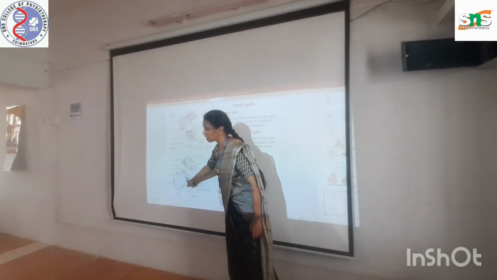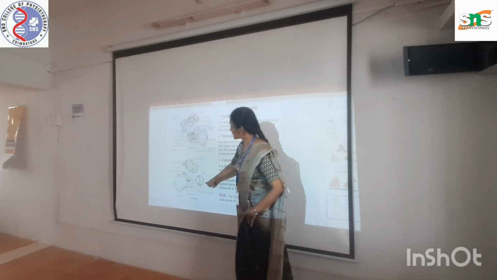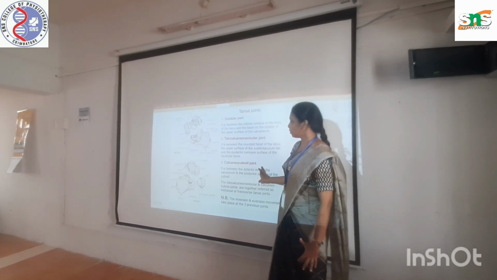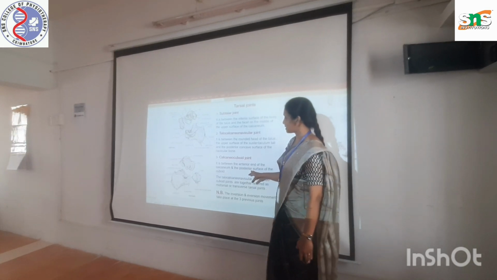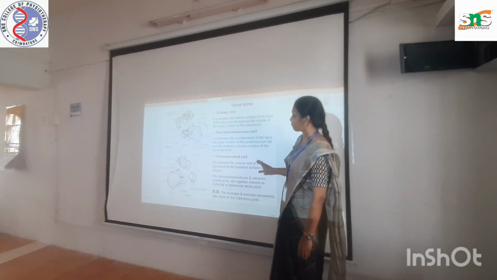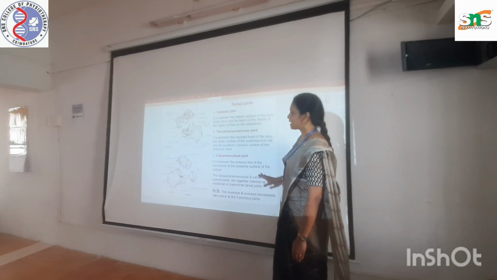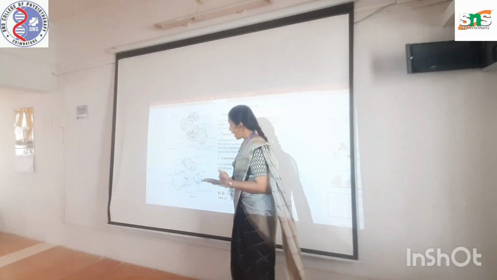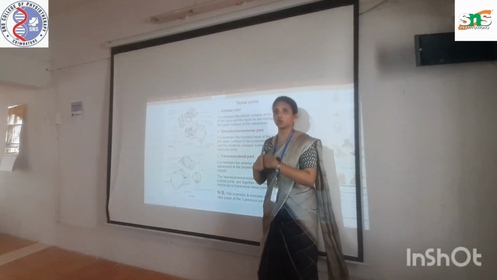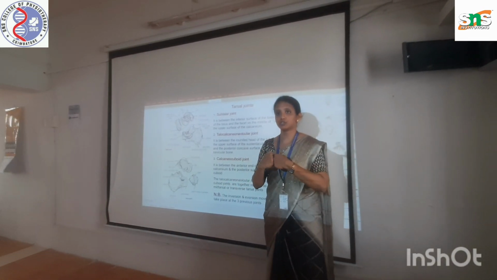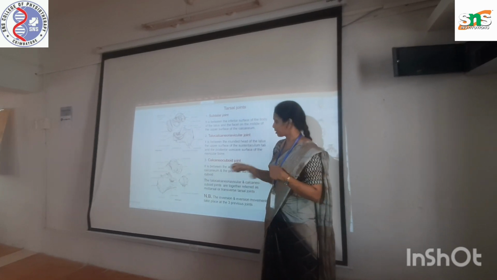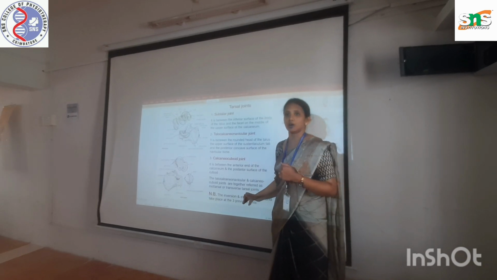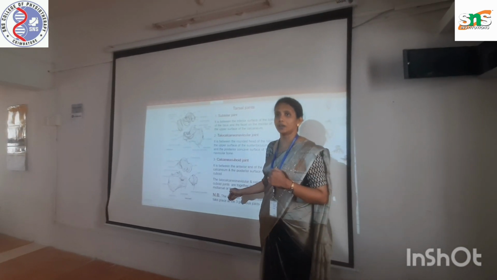The next is calcaneocuboid joint. Can you see? Here it is a calcaneum bone. This is a cuboid bone. These two play a role in calcaneocuboid joint. What is the articulating surface? It is between the anterior end of the calcaneum and the posterior surface of the cuboid. These two are joined to form a joint called calcaneocuboid joint. So you came to know about these three joints.